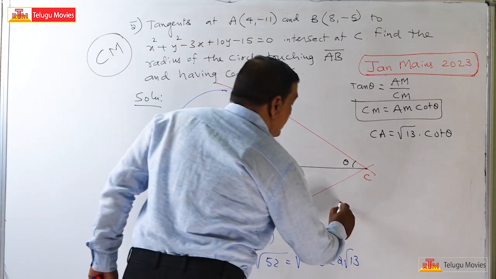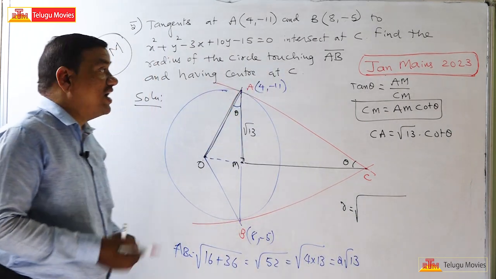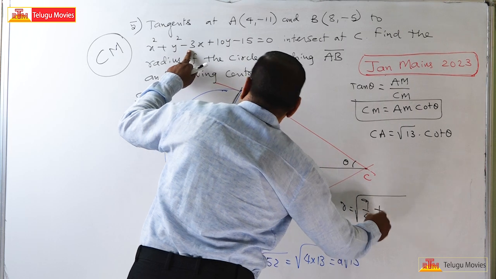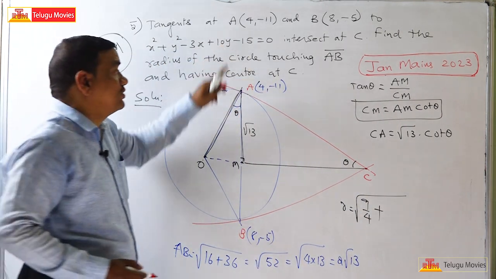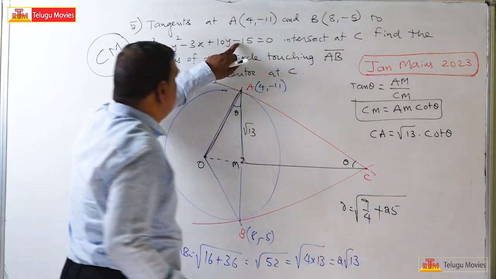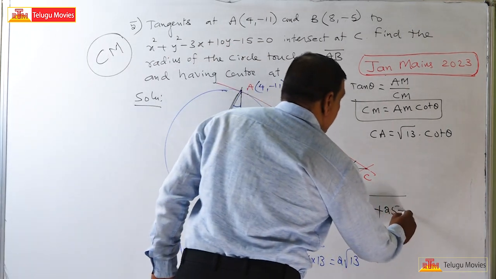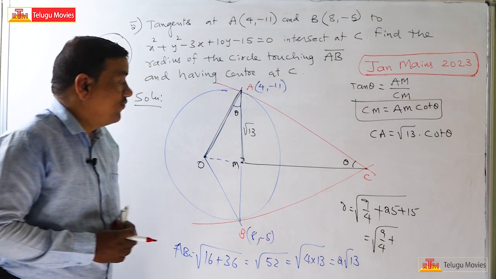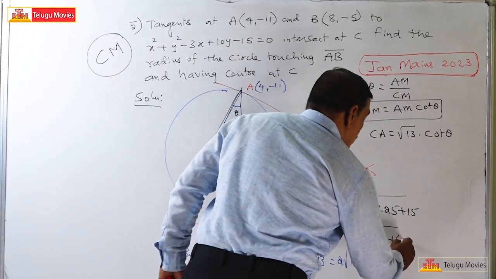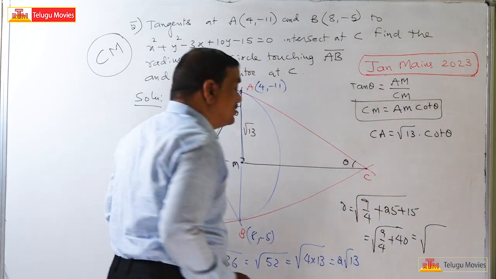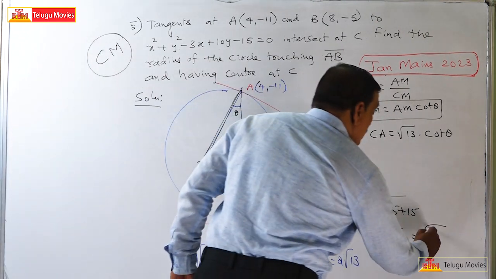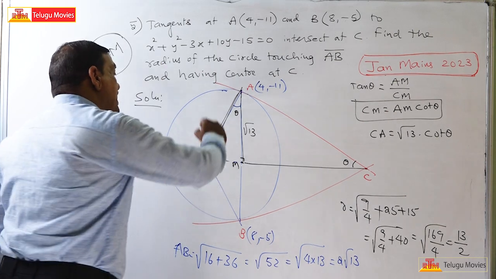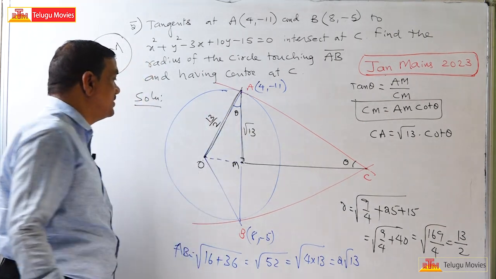So the radius of the circle I am finding here is root of g square plus f square minus c. G square means how much? Minus 3 by 2, that is 9 by 4. Then g square plus f square, f means how much? 5, 5 square is 25. Minus c, minus of minus is plus, that means plus 15. So this is equal to 9 by 4 plus 25 plus 15. How much is this? This is 40. So 4 4s are 16, 169 by 4, that is equal to 13 by 2. So this radius we got as 13 by 2.